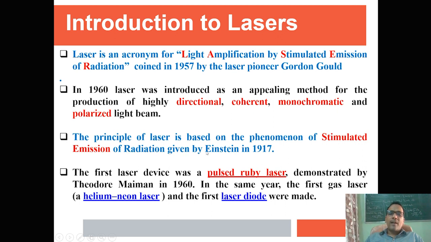This was given by Einstein in 1970. The first laser device was a pulsed ruby laser. It was demonstrated by Theodore Maiman in 1960. In the same year, the first gas laser, the helium-neon laser, and the first laser diode were also introduced.